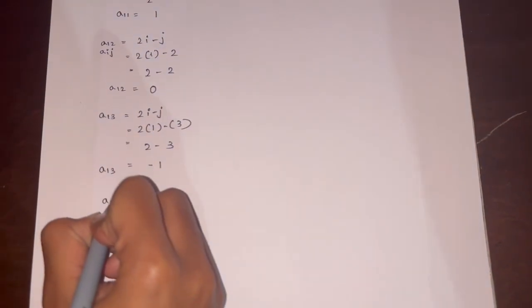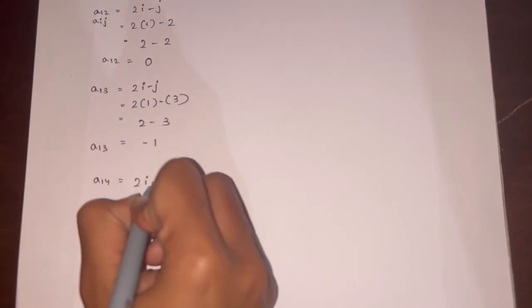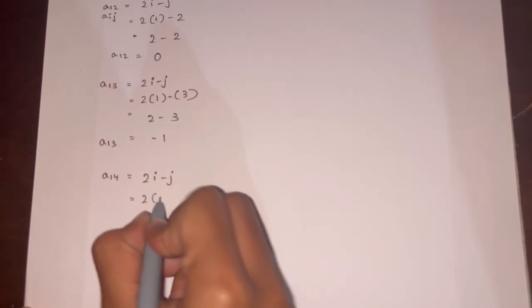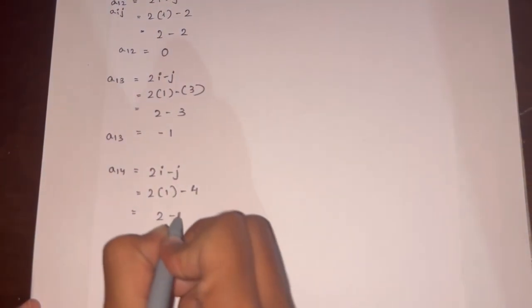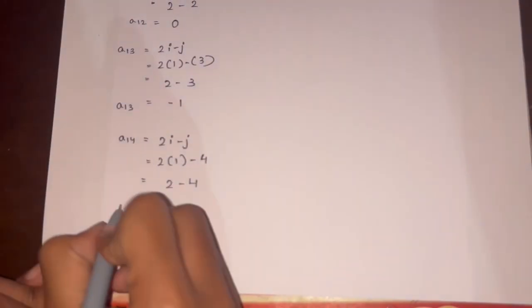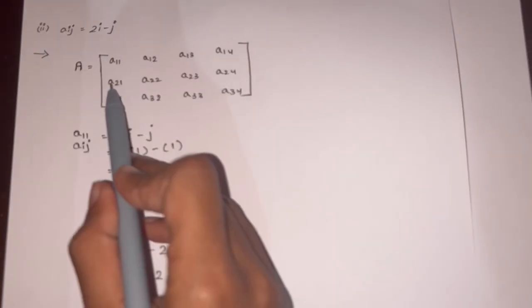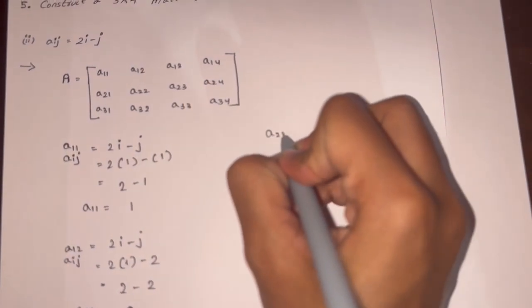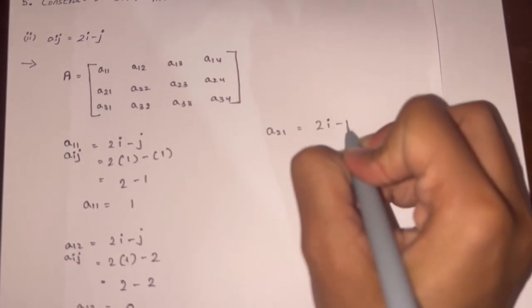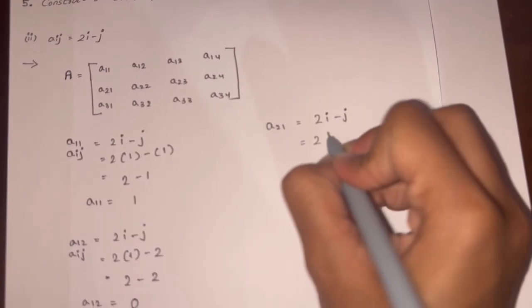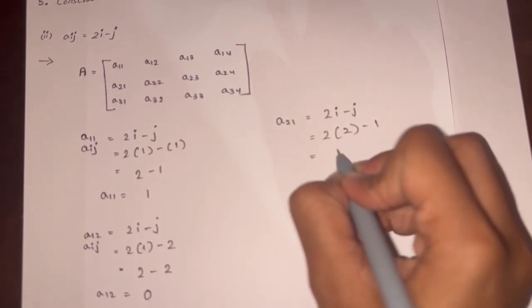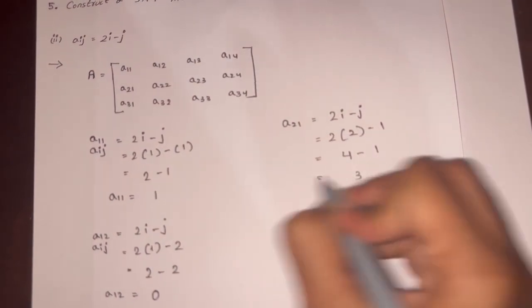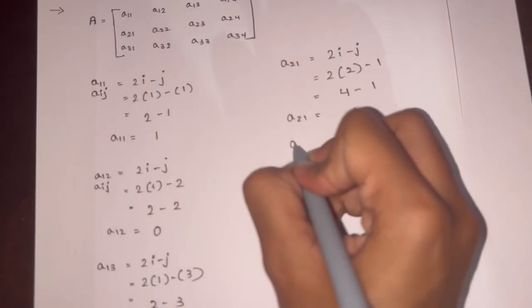Finding the fourth element, A14. So writing down the question, 2i minus j, replacing it. In place of i there is 1 and in place of j there is 4. So this will be 2 minus 4, which is equal to minus 2. A14 is equal to minus 2. Then we will find A21. A21 is equal to, writing down the question, 2i minus j. In place of i there will be 2 and in place of j there will be 1. That is 2 into 2 is 4. 4 minus 1 is nothing but 3. So A21 is 3.